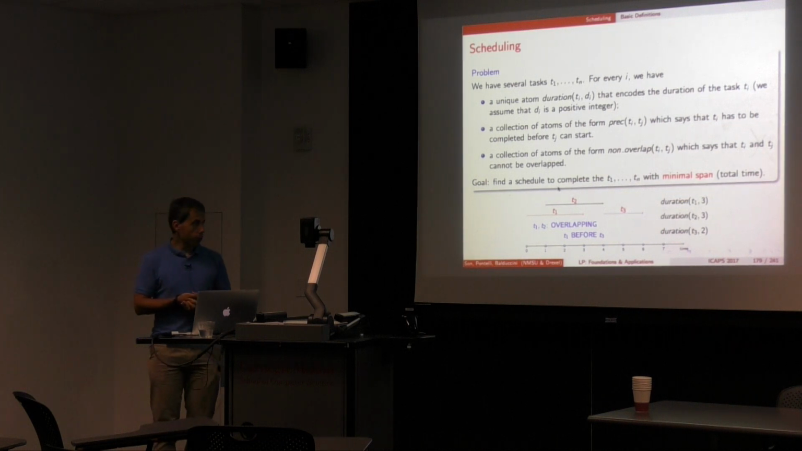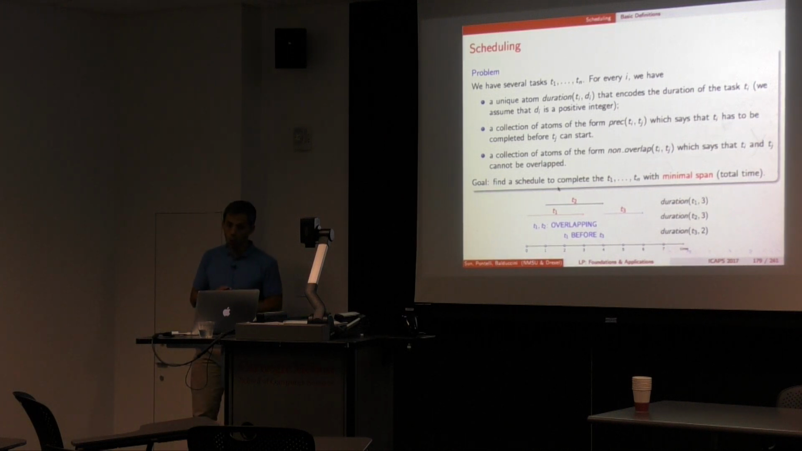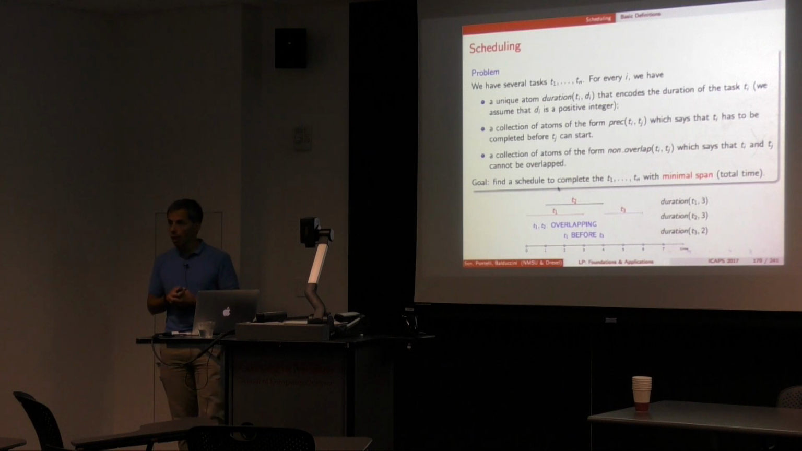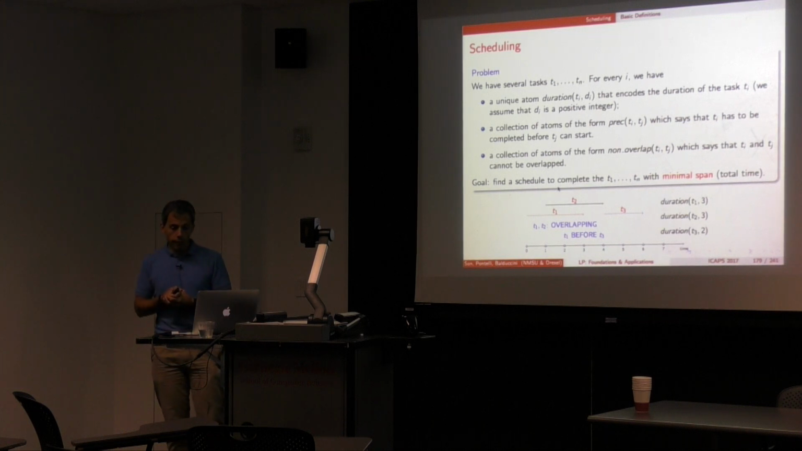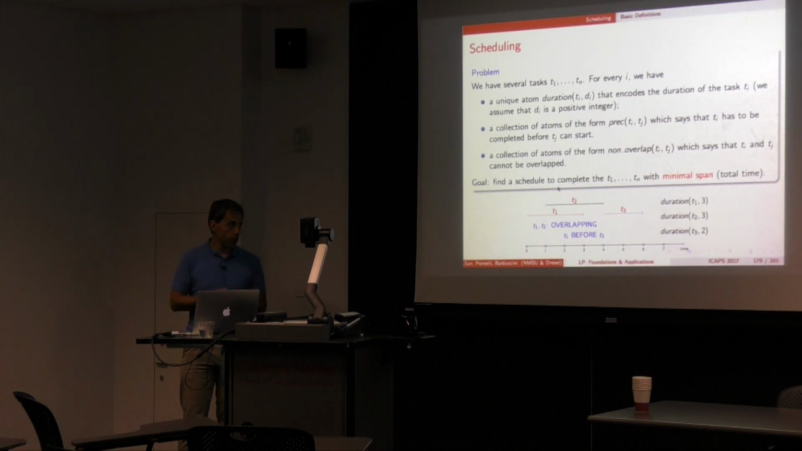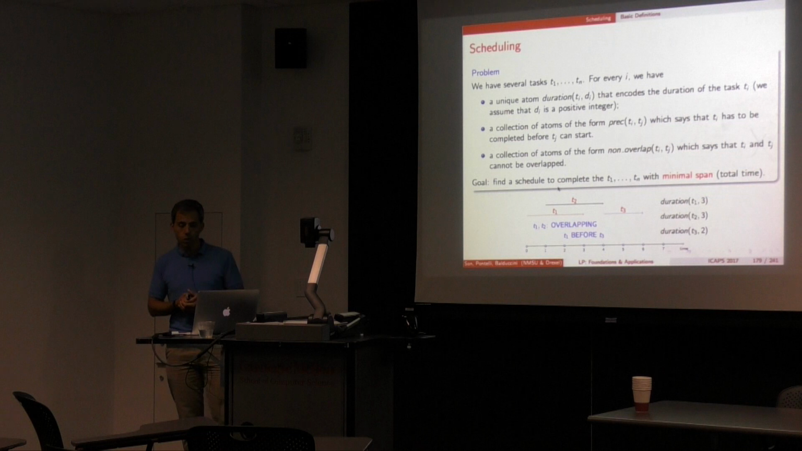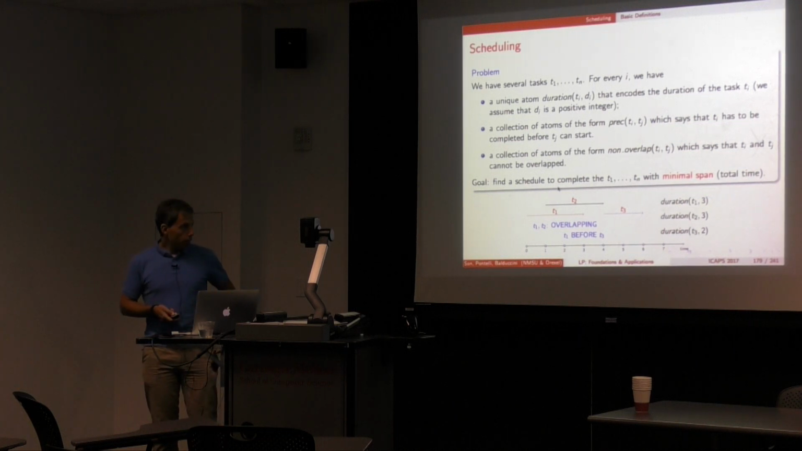Oftentimes in scheduling we're interested in finding schedules. The goal of the task is to determine and assign start times for the tasks. Typically the additional constraint is that we want to minimize the total time spent creating these widgets or executing the tasks, so we want to minimize the total span. An example of a schedule is shown at the bottom here.